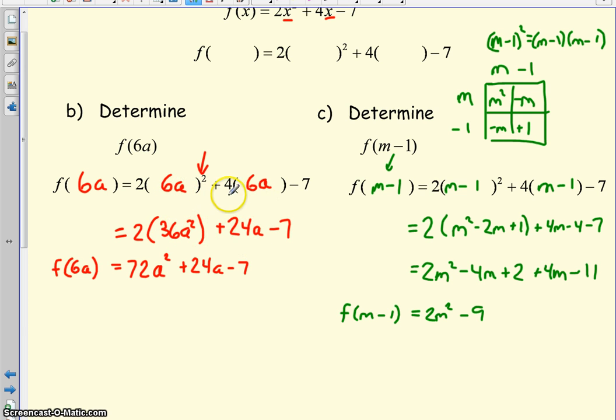Okay, and then I simplify down here by doing 4 times 6a. And then multiplying this through, I get 72a squared. There's no other like terms to collect, so I wind up with 72a squared plus 24a minus 7.